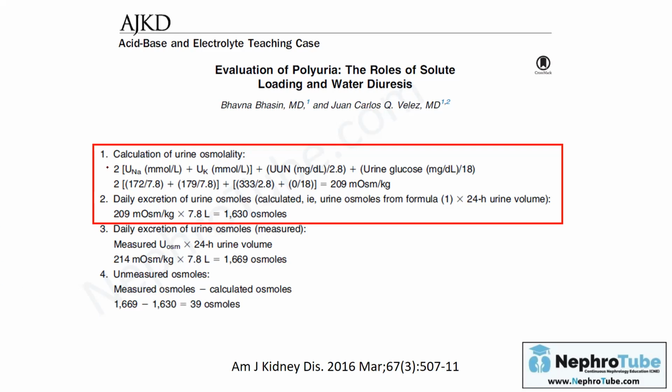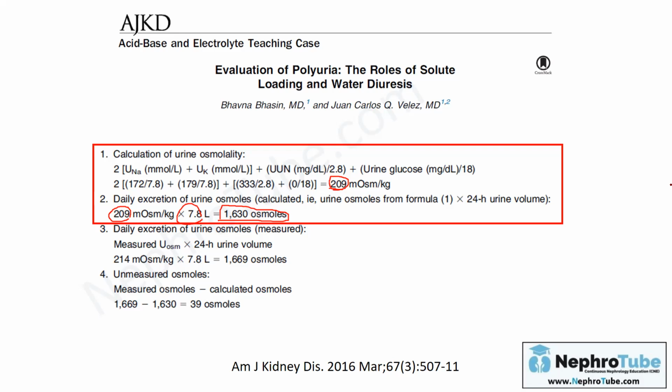As you see here, they measured the urine sodium, potassium, etc., and they found that the osmolality of the case was 209. That was a polyuric case. So the urine osmolality was between 100 and 300. Okay, this is very important. And then they multiplied 209 by the urine volume of the case, which was 7.8, and the urine osmoles was more than 1,630. And finally, they diagnosed the case as solute diuresis.